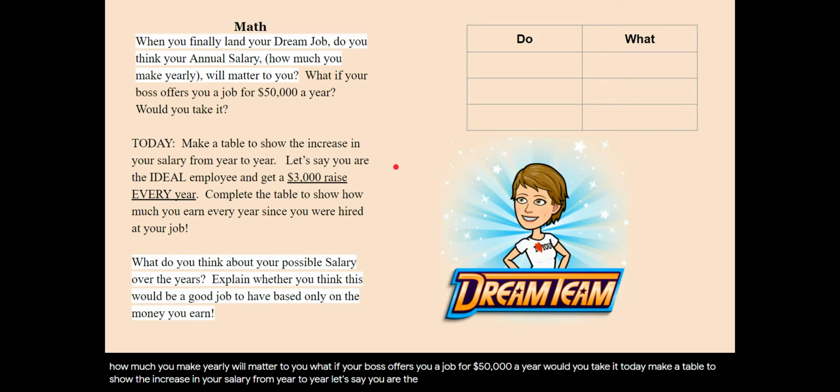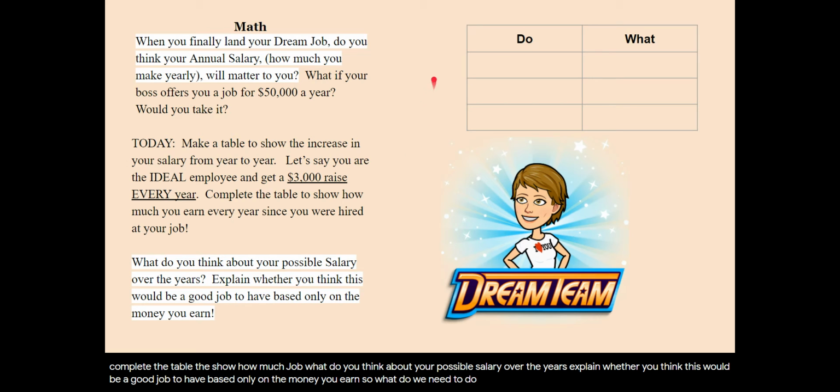Let's say you are the ideal employee and get a $3,000 raise every year. Complete the table to show how much you earned every year since you were hired at your job. What do you think about your possible salary over the years? Explain whether you think this would be a good job to have based only on the money you earn.